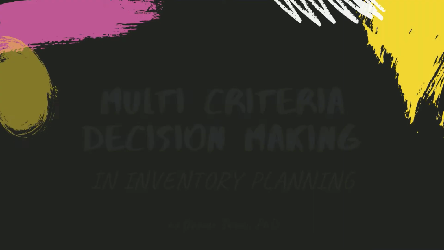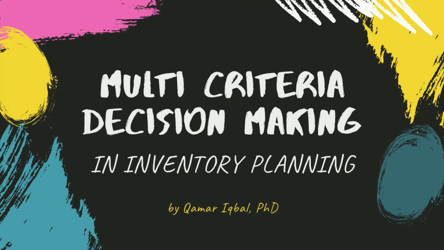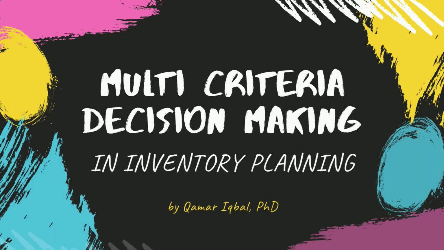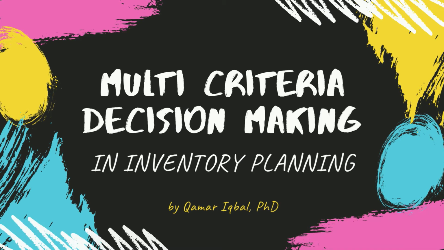Hi folks, in this video I'm going to tell you a multi-criteria decision-making example with regards to inventory classification. This is a more efficient and cost-effective way of inventory planning compared with single criterion. So whether you are a student or working in the industry, you will find this video very helpful.